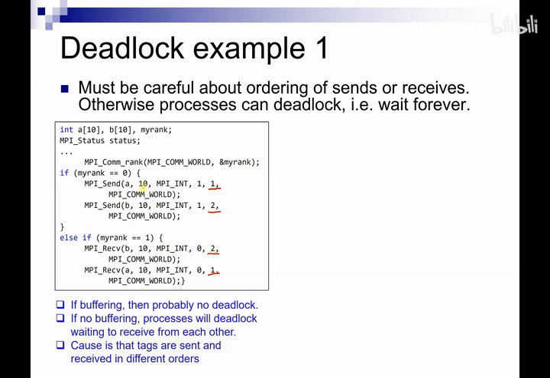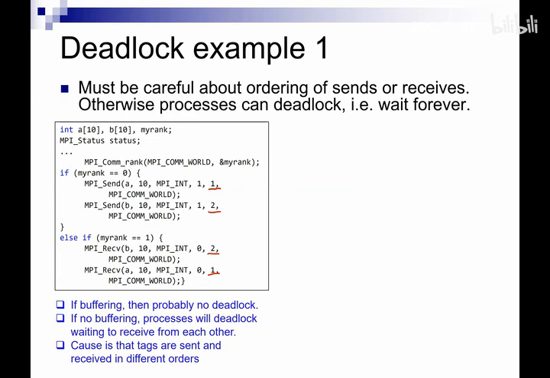So the rank 0 process is going to be blocked at the send over here, and the rank 1 process is going to be blocked at this receive over here, because the rank 0 process needs to finish the tag 1 send before it does the tag 2 send, right? But this rank 1 process is waiting for the tag 2 message, and that's not being sent because the rank 0 process is stuck sending the tag 1 message. So if there is no buffering, then it's possible that the processes will deadlock waiting for each other.